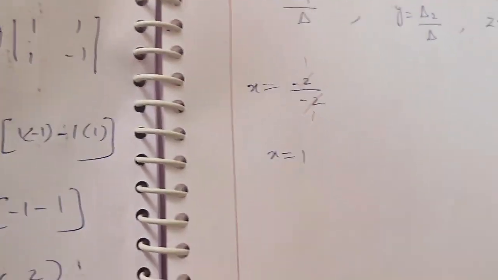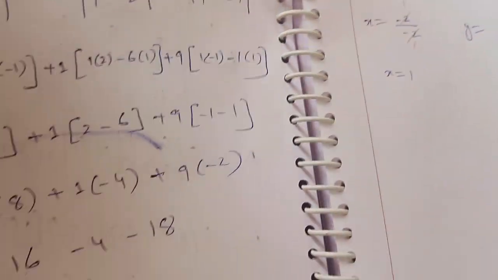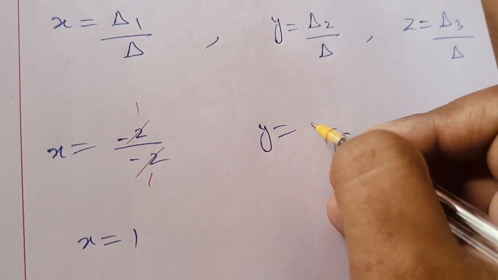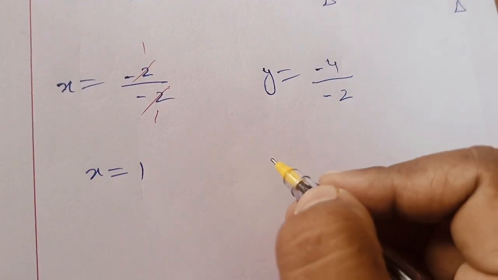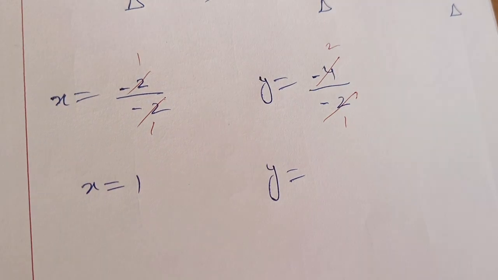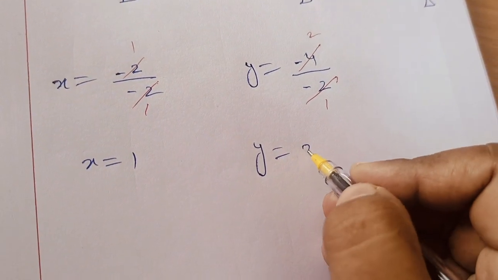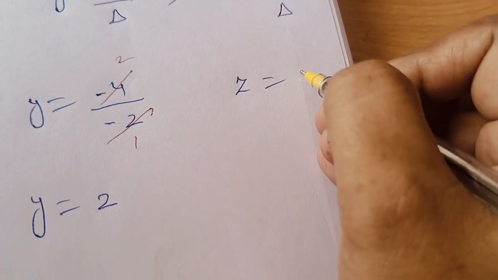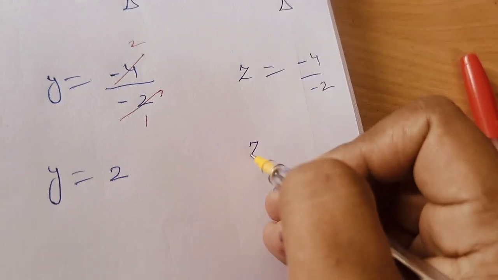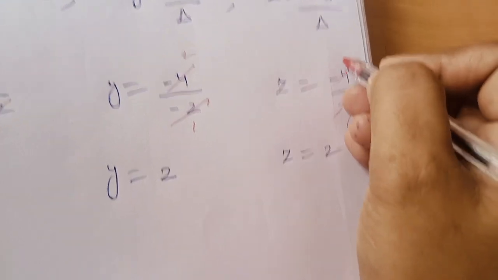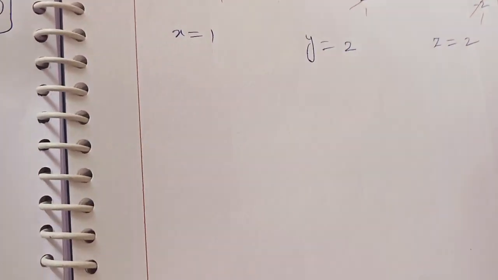Next we have y is equal to, y delta 2 value is minus 4 and delta is minus 2. y is equal to 2 ones are 2, 2 twos are 4, minus becomes plus. So y value is 2. And z is equal to, delta 3 is minus 4. Again it is minus 4 by minus 2. We get z is equal to 2. 2 ones are 2, 2 twos are 4. So here we got x, y, z value.